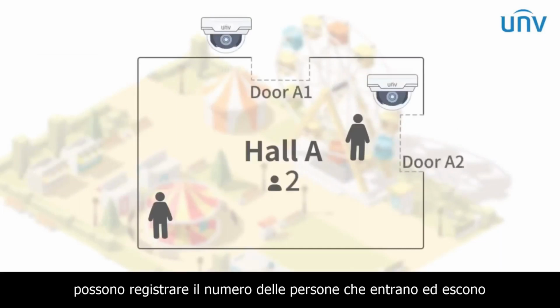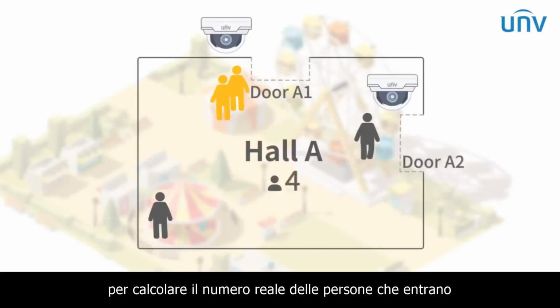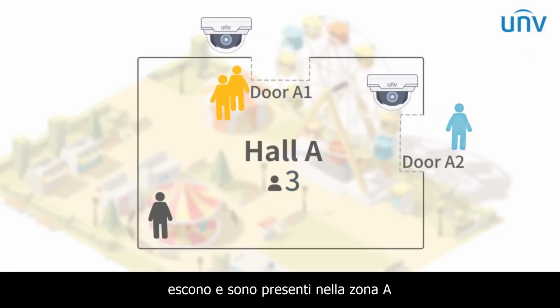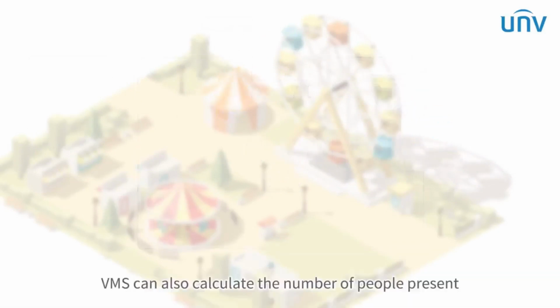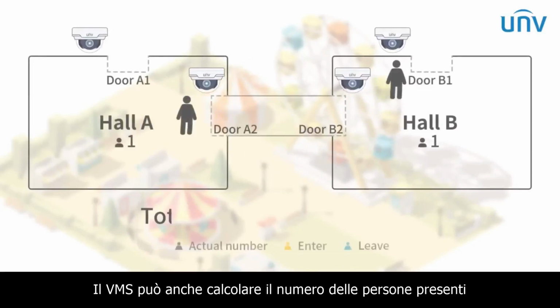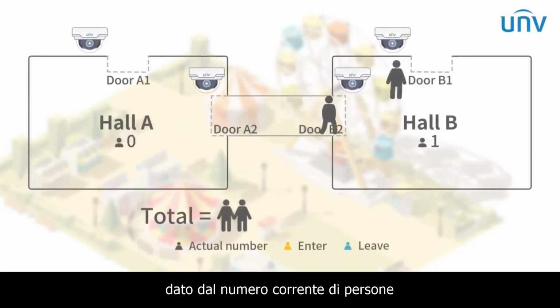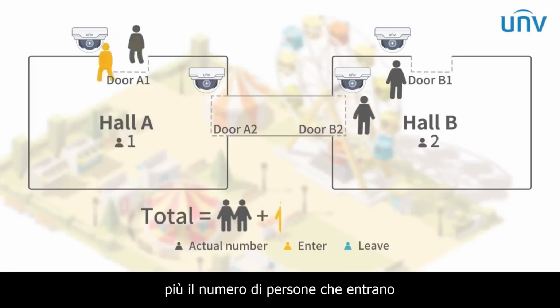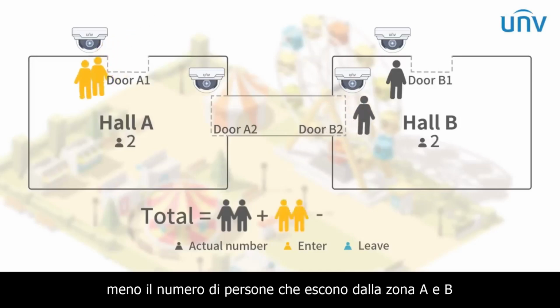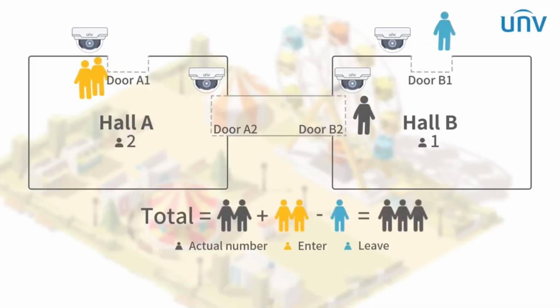IP cameras in Hall A can record the number of people entering and leaving to calculate the total number of people entering, leaving, and present in Hall A. VMS can also calculate the number of people present in the entire scenic spot, based on the current number of people, plus the number of people entering, minus the number of people leaving, in both Hall A and Hall B.